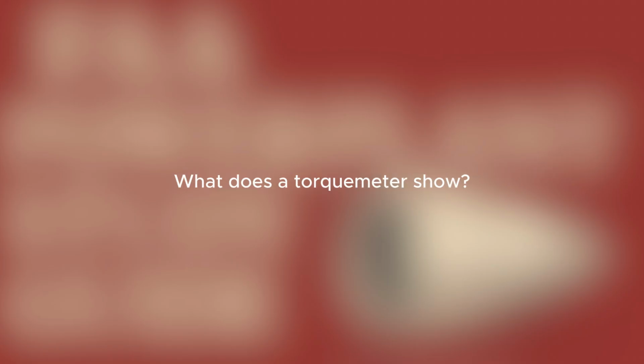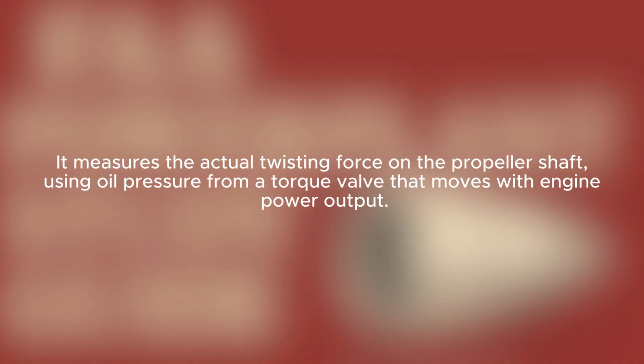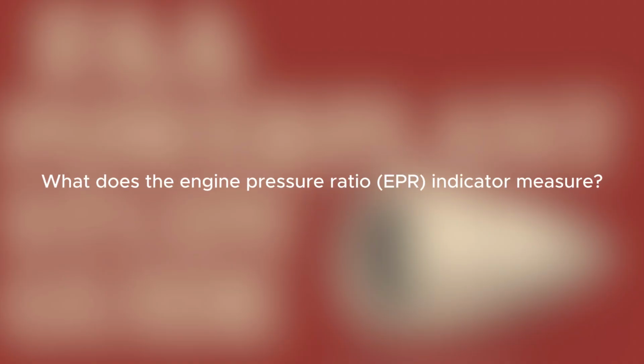What does a torquemeter show? It measures the actual twisting force on the propeller shaft using oil pressure from a torque valve that moves with engine power output. What does the engine pressure ratio, EPR, indicator measure? It compares exhaust pressure to inlet pressure, showing how much thrust the turbofan engine is producing.